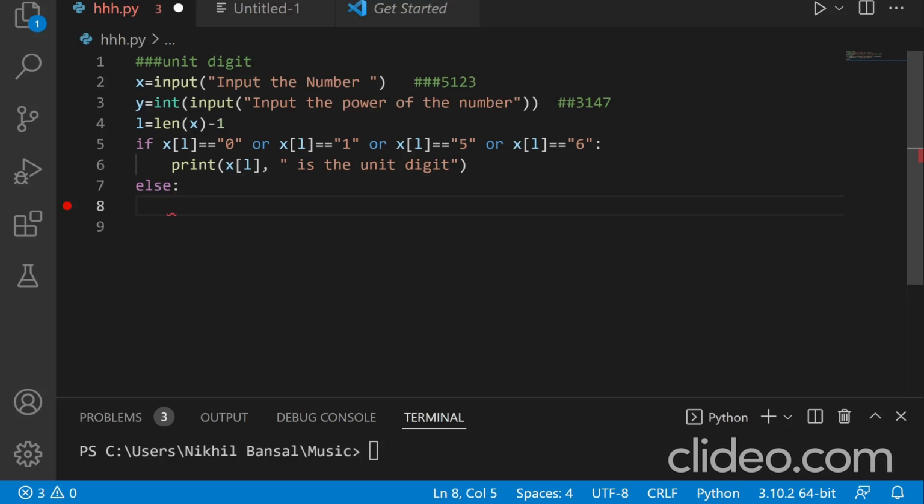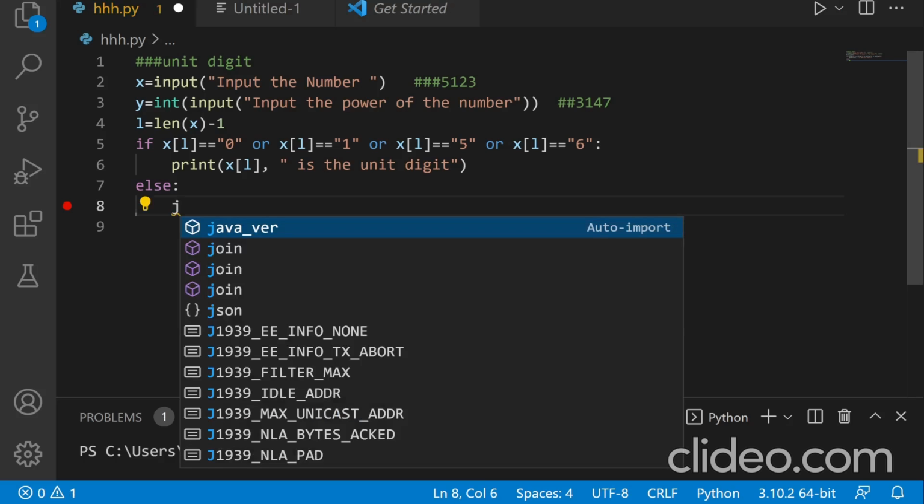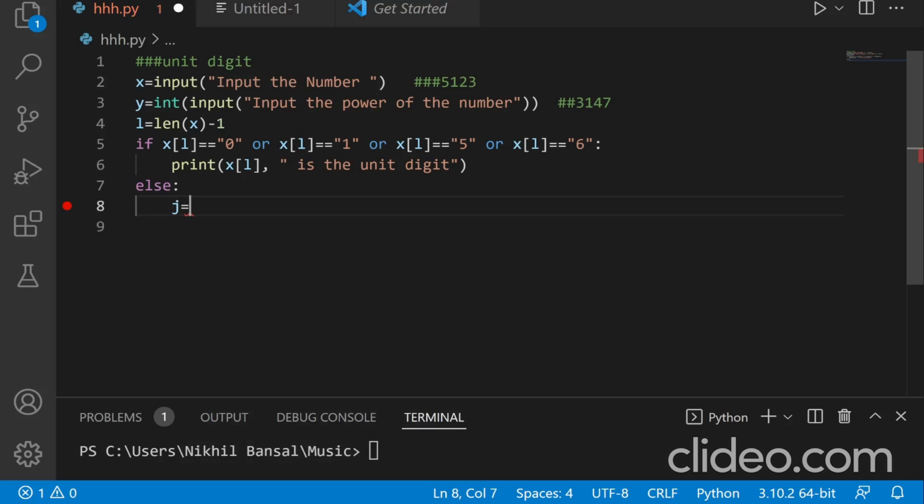Look carefully, guys. Now what I will do next is I will divide y, which is 3147, the power, by 4 and get the remainder. So I hope you understand. The value of j will be either 0 or 1 or 2 or 3. Correct, guys? So this is the remainder. It will be 0, 1, 2 or 3 because I'm dividing 3147 by 4 over here.